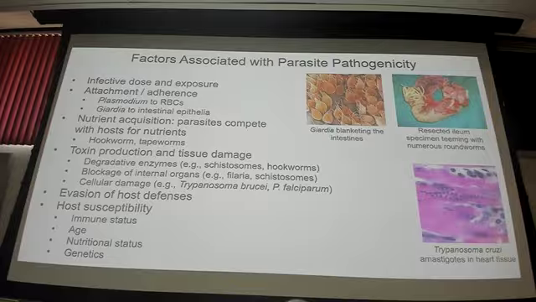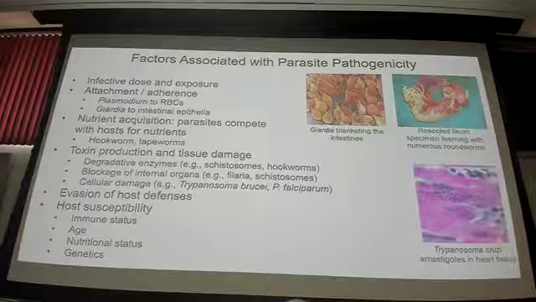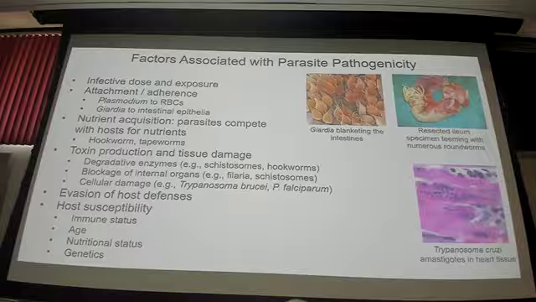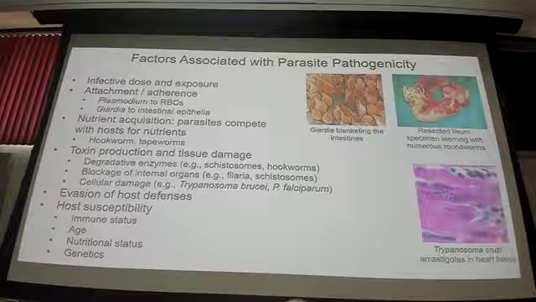Cellular damage, Plasmodium, Trypanosoma species can cause cellular damage. This picture in the lower right is showing Trypanosoma cruzi, the American trypanosomiasis organism. And here you see the amastigote form that tends to go to the cardiac tissue and causes heart problems, that kind of cellular damage. Invasion of host defenses, we have a couple slides that will talk about that in a little bit more detail. And then finally, these host susceptibility factors.